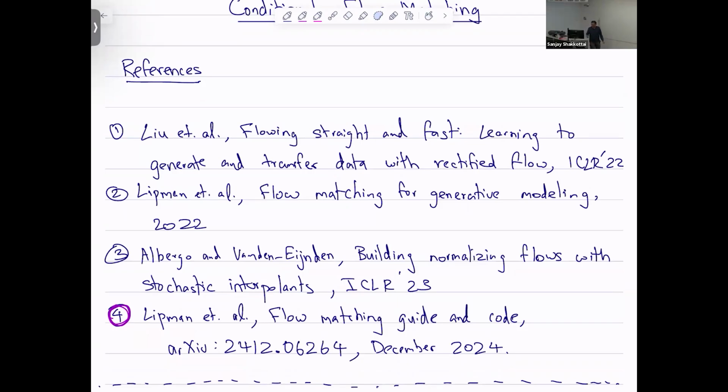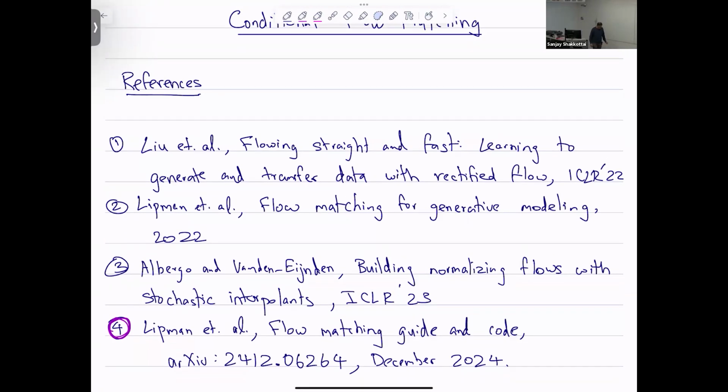Okay, let's get started. So today I'm going to talk about rectified RF inversion, which is how to do image editing with rectified flows. But before I get to that, I thought we should go through conditional flow matching carefully. So I'll continue from where I left off.